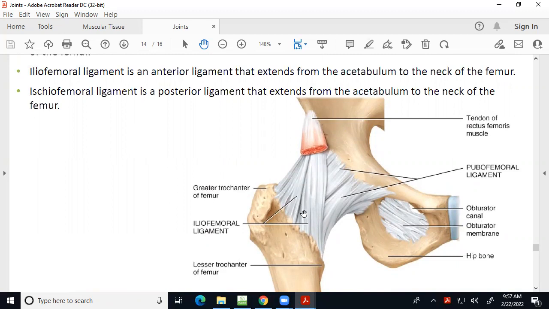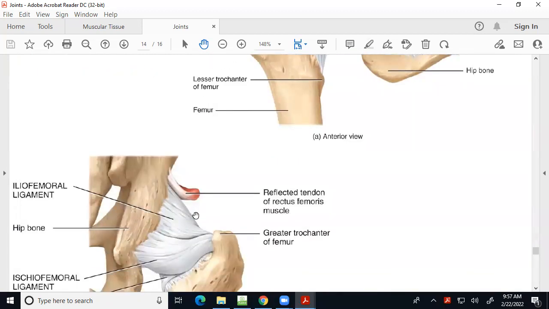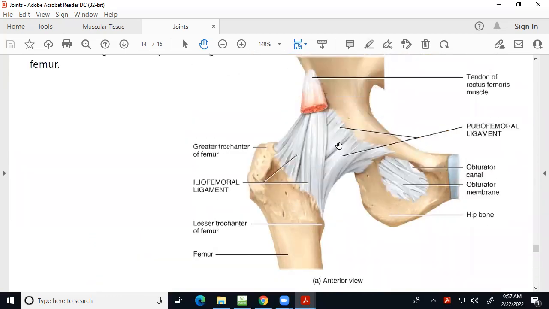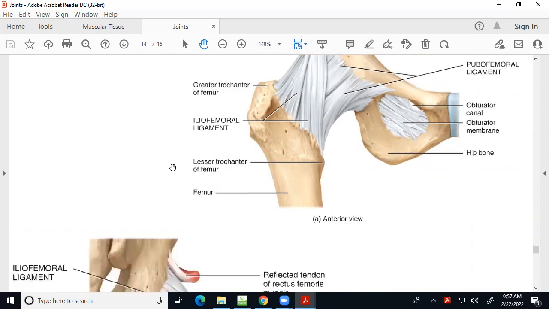Okay, it's an anterior ligament, but we can also see it in the posterior view. So you want to highlight it at the top and the bottom. Pubofemoral is strictly visible in the anterior view. It's going to connect the femur over to the pubis. Remember, the pubic part of the hip bone is kind of where the genitalia are, so fairly close to where the pubofemoral ligament is.